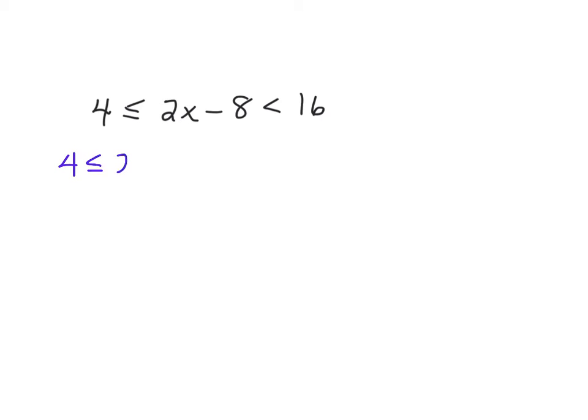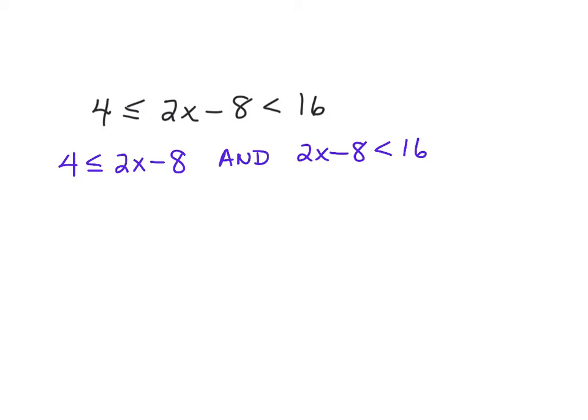Okay, we're going to rewrite this as 4 is less than or equal to 2x minus 8, and 2x minus 8 is at the same time less than 16. So be really careful here. It's not that the 2x belongs to the 4 and the minus 8 belongs to the 16. That's not how that works. The entire middle belongs to both endpoints.